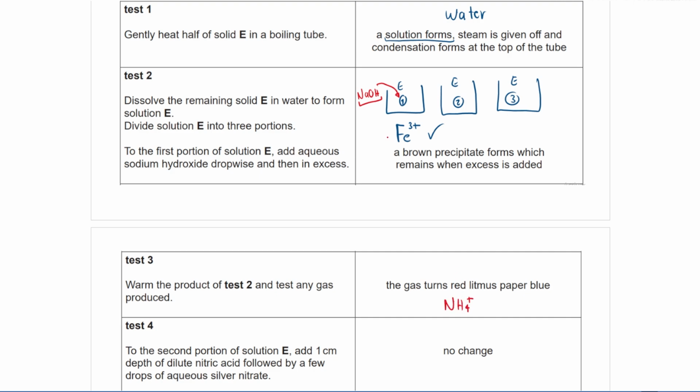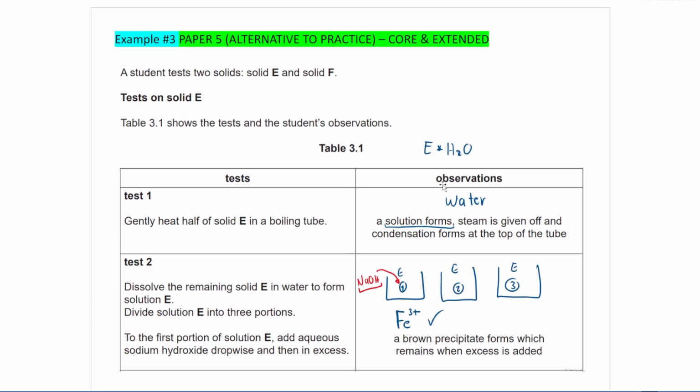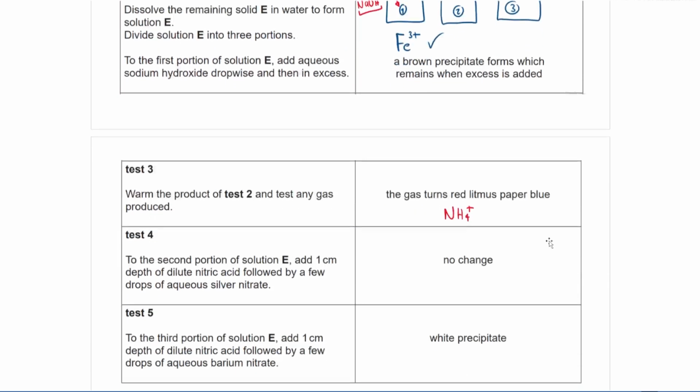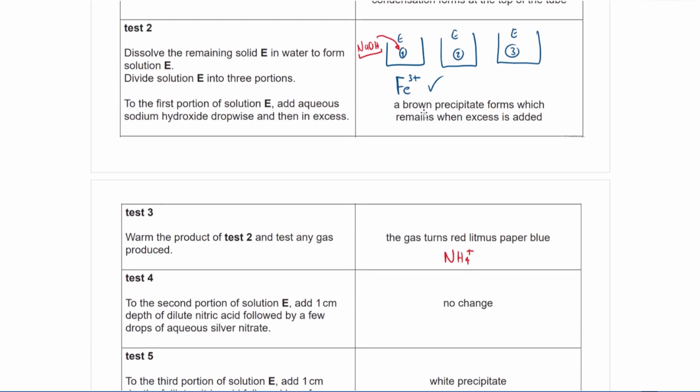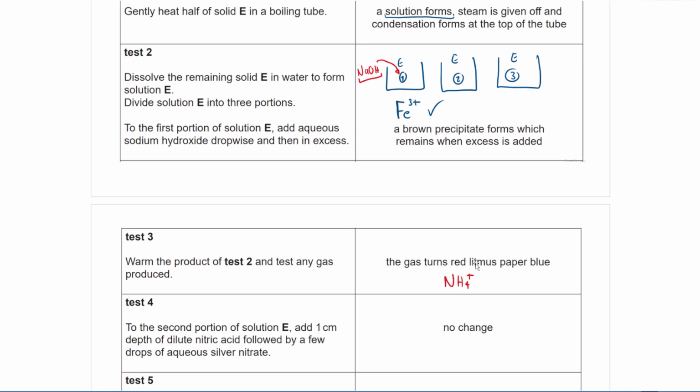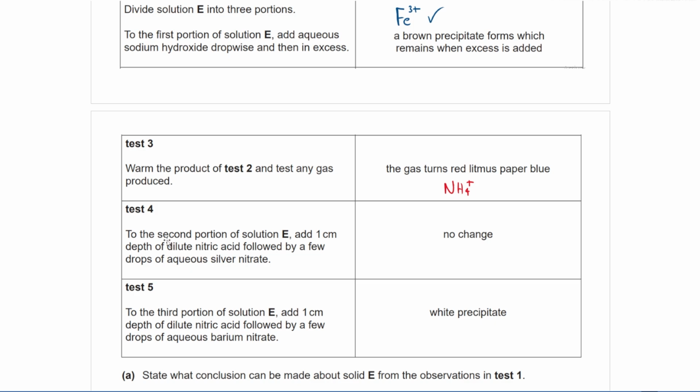So do we have Fe3+ and also NH4+? Yes, it is possible, because it says solid E, but we have no idea what solid E is. It could be a mixture of salts, so we could have many ions in one single sample. So my test is positive for ammonium and iron 3+.